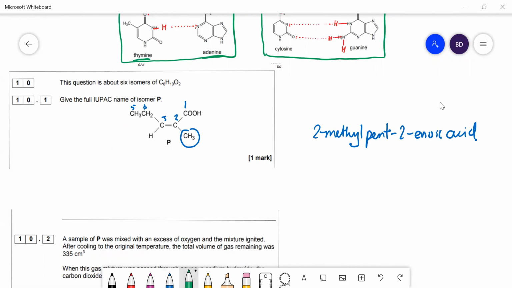Well, let's look at this carbon here, number 2, which is the highest priority group. It's this one because it's heavier, bigger molecular weight. And which is the highest priority group on carbon number 3? It's that one. So the 2 high priority groups are on the same side, so it is actually the Z, the together isomer. So Z-2-methylpent-2-enoic acid.